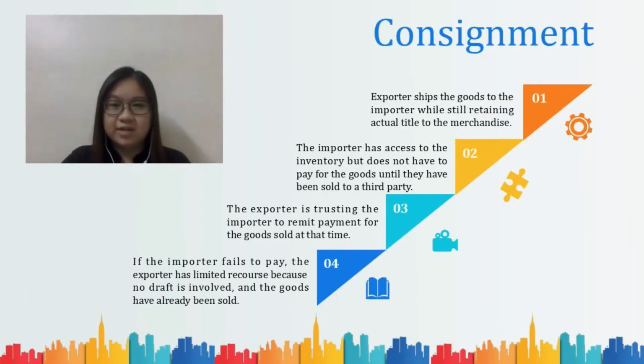The next method is consignment. The exporter ships the goods to the importer while still retaining actual title to the merchandise. The importer has access to the inventory but does not have to pay for the goods until they have been sold to a third party. The exporter is trusting the importer to remit payment for the goods sold at that time. If the importer fails to pay, the exporter has limited recourse because no draft is involved, and the goods have already been sold.